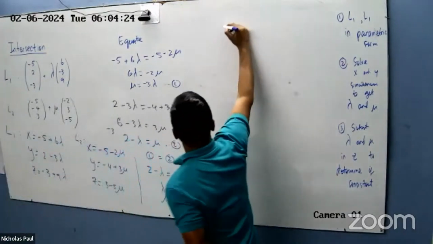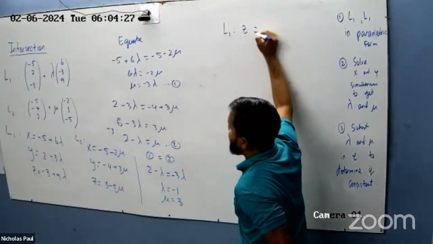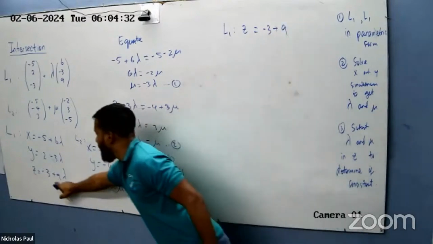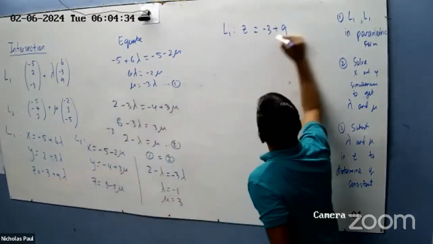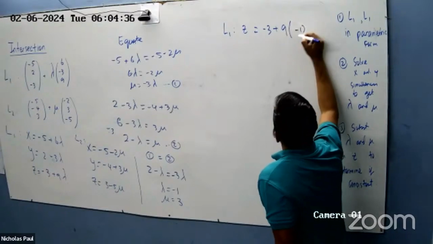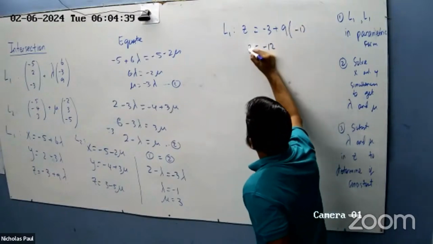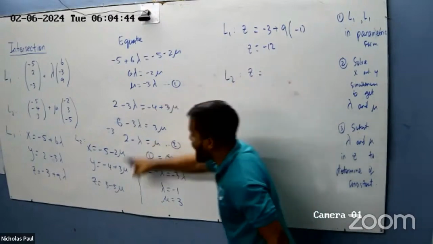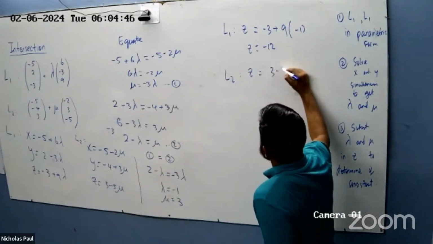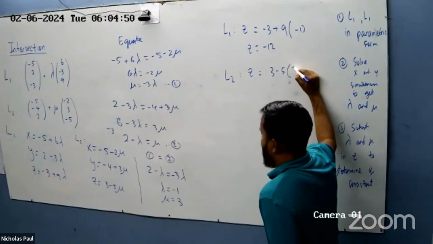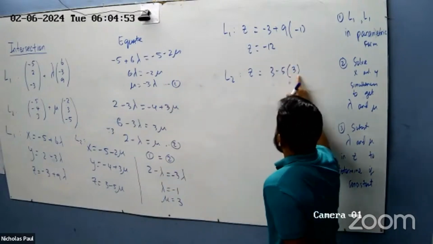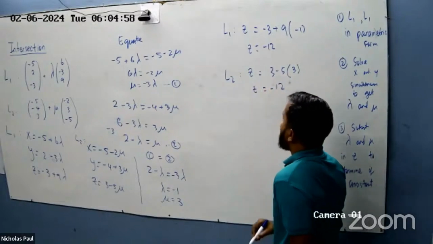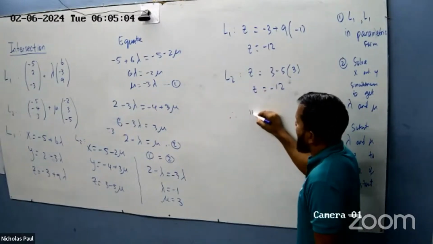So now we're going on checking L1. So Z is equal to what? Z is equal to minus 3 plus 9 by lambda. Lambda was minus 1. So that's minus 12. We're going on checking L2. L2 would be here. So that'll be 3 minus 5 by 3. Mu is 3, right? Minus 15. 3 minus 15 is minus 12. So therefore they intersect.